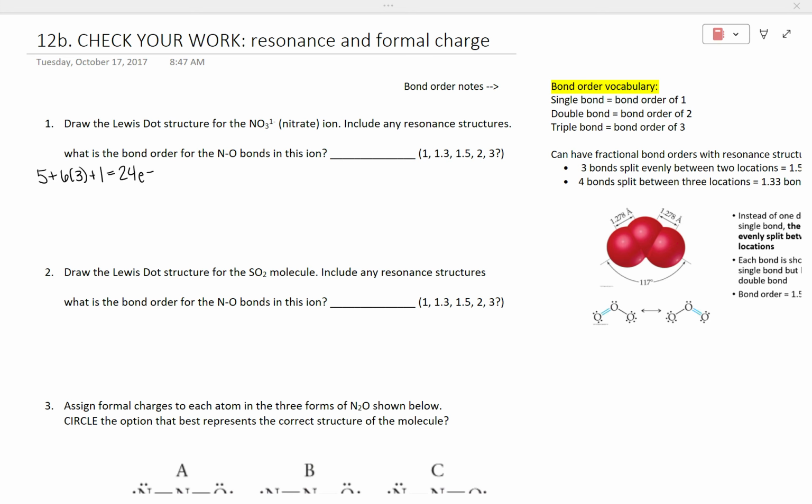Step 1, count up your electrons. We've done this already. We have 5 from the nitrogen, 6 from each of the 3 oxygens. Then we're going to add 1 to our total. Why? Because this is a -1 ion.